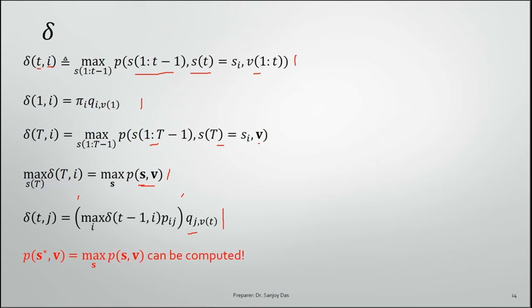Now, what we can compute is max over S of P(S, V), which is P of S star, V. We can compute the probability of V being generated by the most probable sequence S star. But do we need the probability? We need the argmax. We don't need the max. We need the S star. So that's our goal: how to find S star.